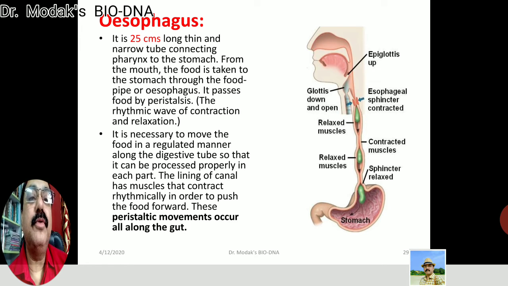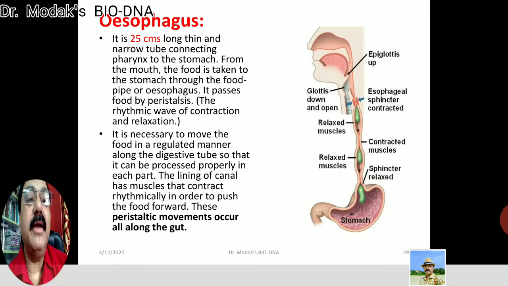It passes the food by a phenomenon called peristalsis. In this diagram you can see the peristalsis. And what is this peristalsis? It is a rhythmic contraction and relaxation movement, thereby the food bolus is pushed forward, that we call peristalsis. It is necessary to move the food in a regulated manner along the digestive tube so that it can be processed properly in each part.